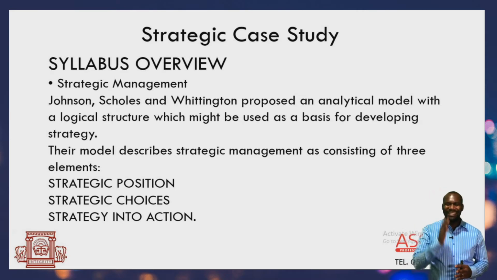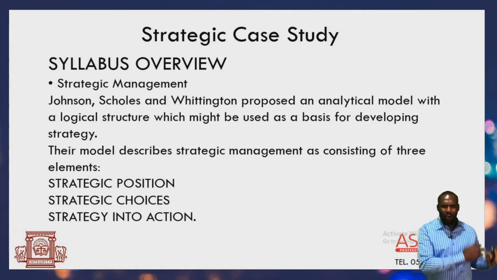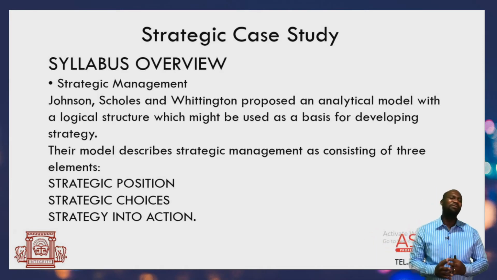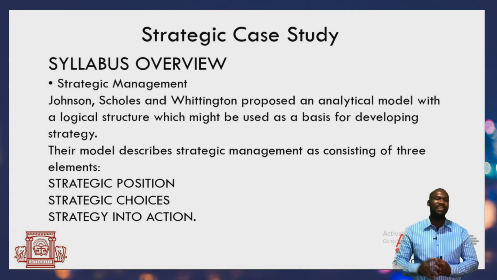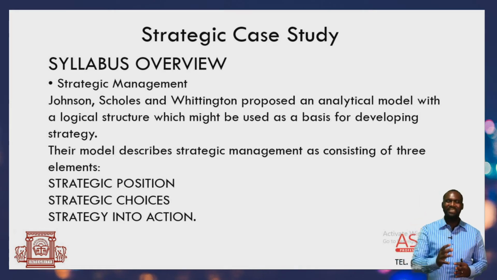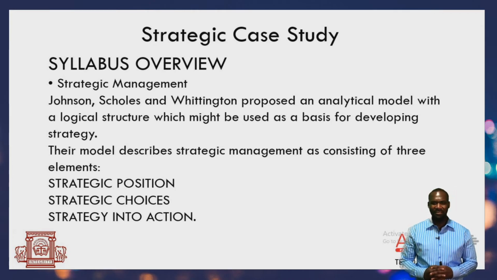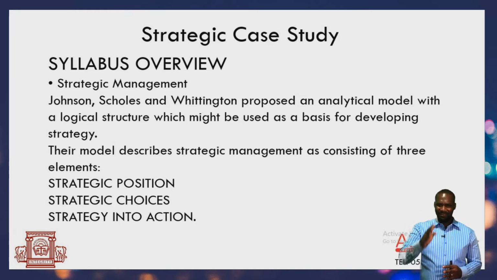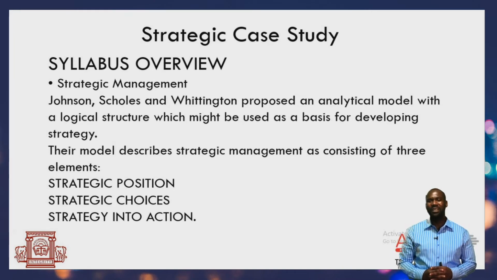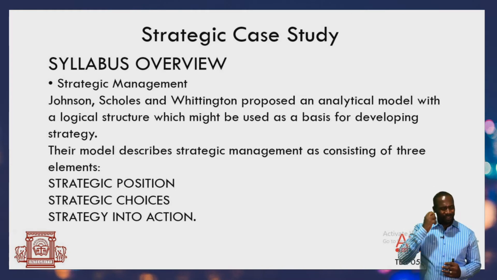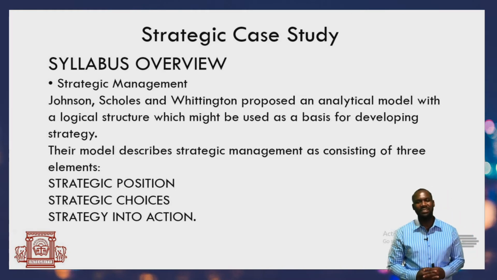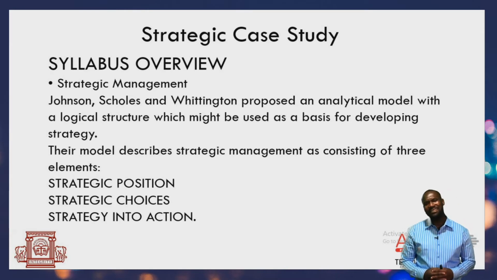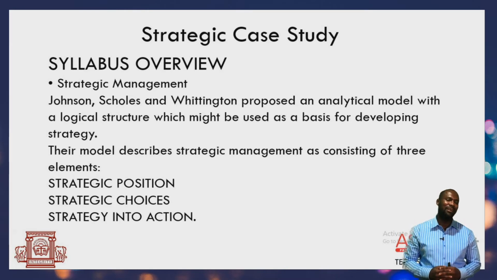to be able to analyze our syllabus and draw all strategic models in line with these three elements: issues on strategic position, issues on choices, and issues in strategy in action. Positioning, choices, and strategy in action. And it's the most prudent model that Johnson, Scholes and Whittington has provided to give us a logical structure for analyzing strategy and developing it as such. So basically, this is where we shall be.